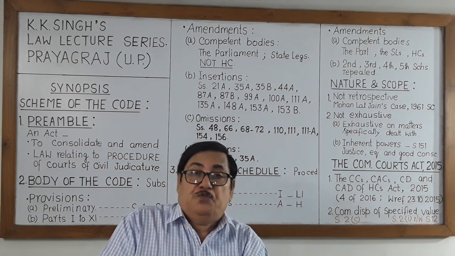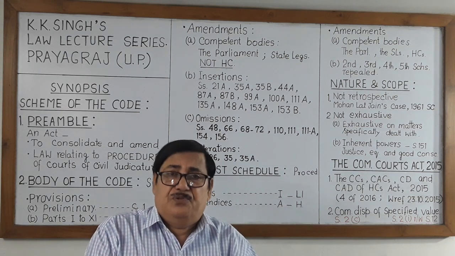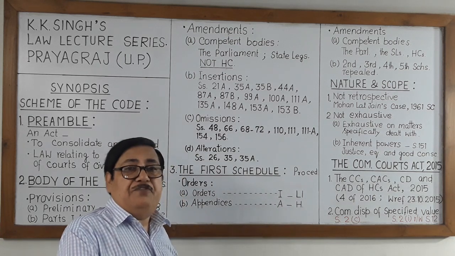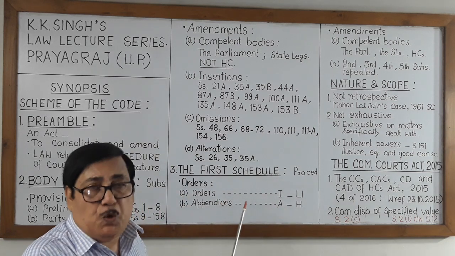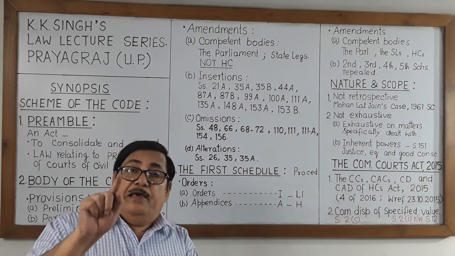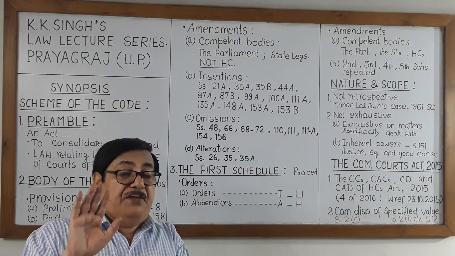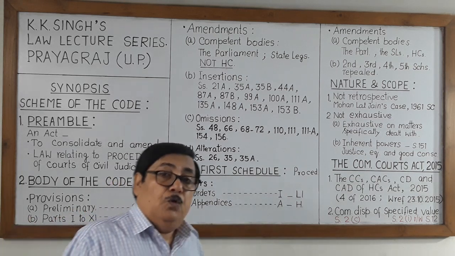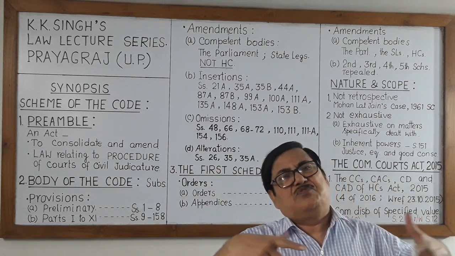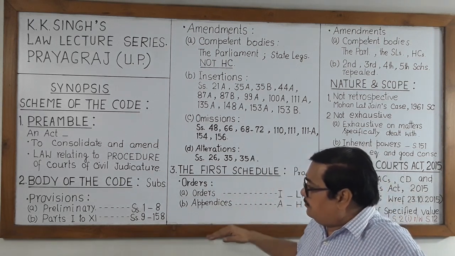The first schedule to the code is procedural in nature, and it contains orders, order 1 to order 51. Besides orders, it also contains certain appendices, Appendix A to Appendix H. In all, there are 8 appendices. Orders 1 to 51 containing various rules. Those rules supplement these sections.